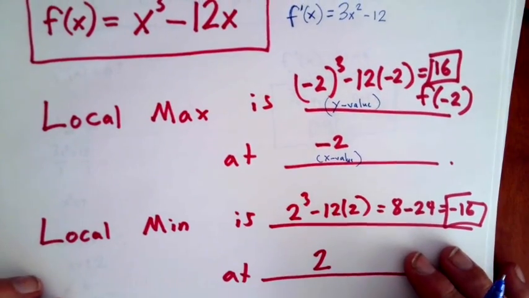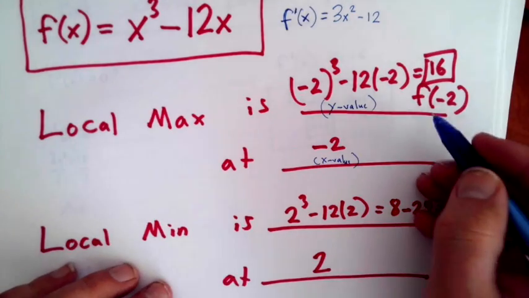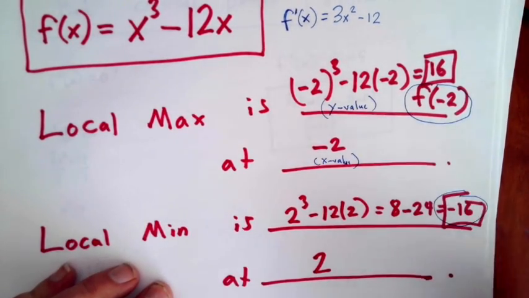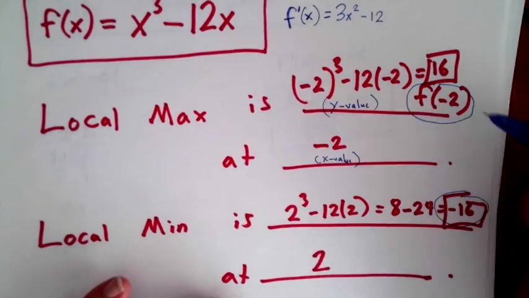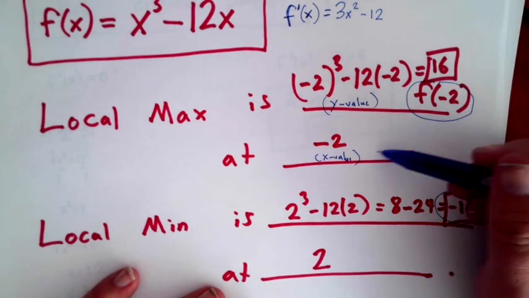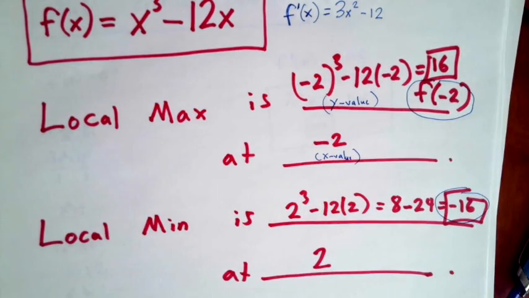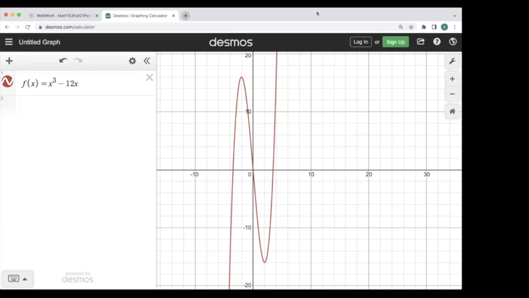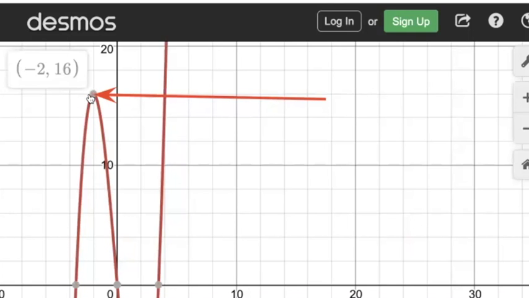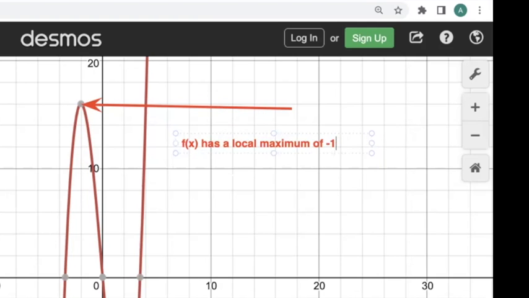Now what I actually need if I want to figure out the value is to plug these x values into the original function. So if I calculate that out, what I get is 16 for x equals negative 2 and negative 16 for x equals 2. So the local maximum of a function is the y value, and it occurs at the x value. For instance, on this function, the local maximum is negative 2 comma 16. The way I would phrase that is, f of x has a local maximum of 16 at x equals negative 2.